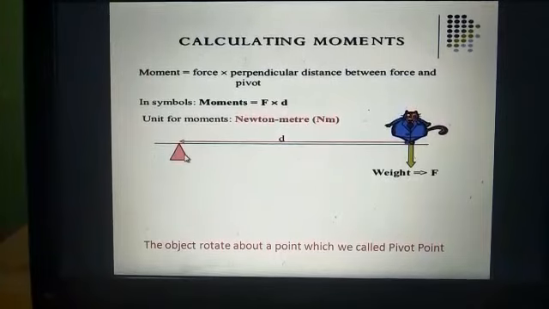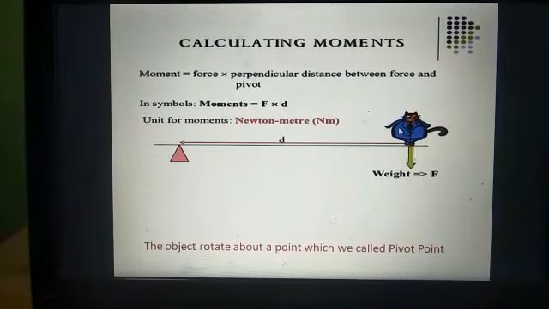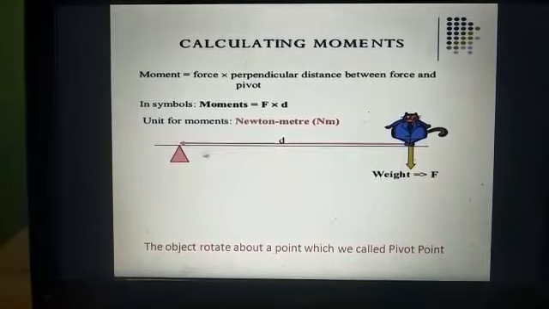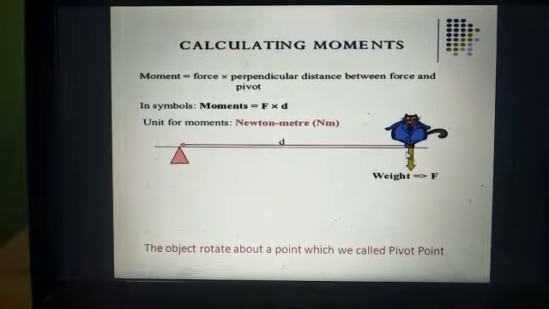This is the pivot point. An object applies its weight downwards and the distance between the pivot and the object is D. The angle between D and F is 90 degrees.